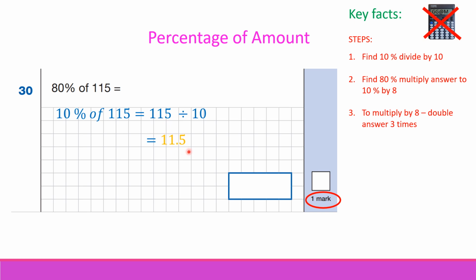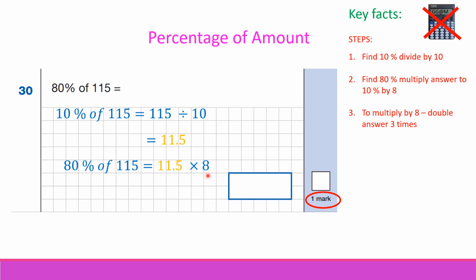I've now got to work out 80%. So 10% is 11.5. To find 80%, I've got to multiply 10 by 8 to get 80. So I've got to multiply 11.5 by 8. So you can use a traditional method and set it out using the multiplication or the grid method, or we can use this method over here to do it in our head, which will be the quicker way.